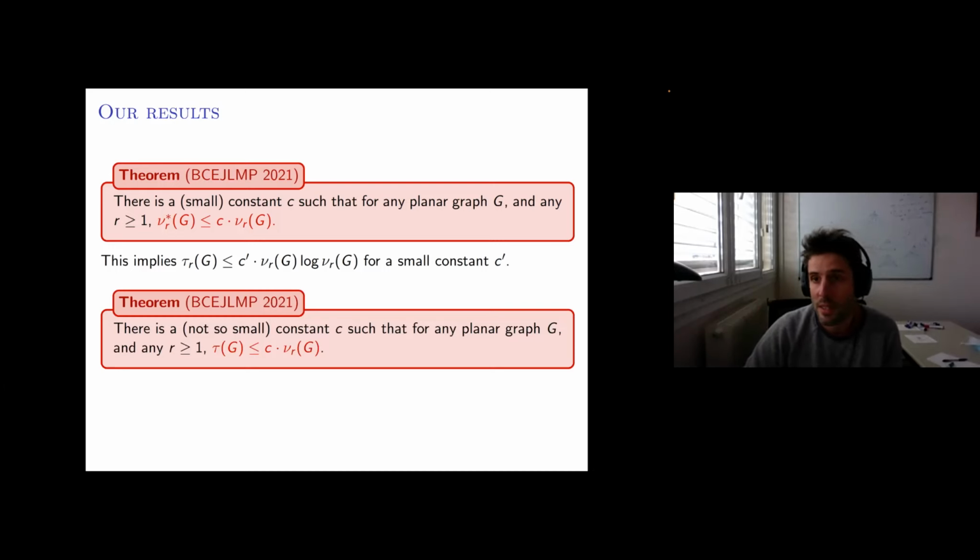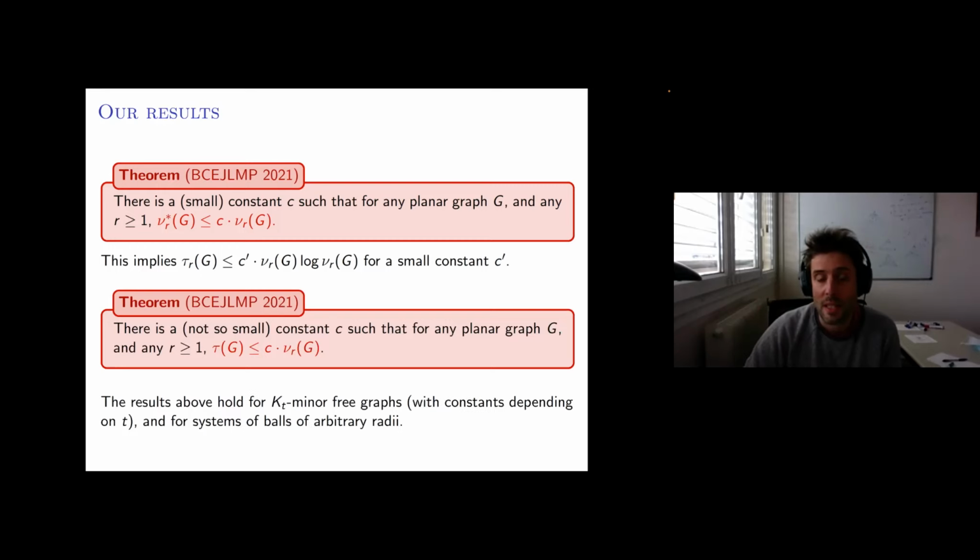And the nice thing is that this result is not just for planar graphs, but it holds for any minor closed classes. And as you would expect, the C would depend on the minor that you exclude. And the second nice thing, and somehow it explains why things shouldn't depend on R at all, it holds for any system of balls in your graph.